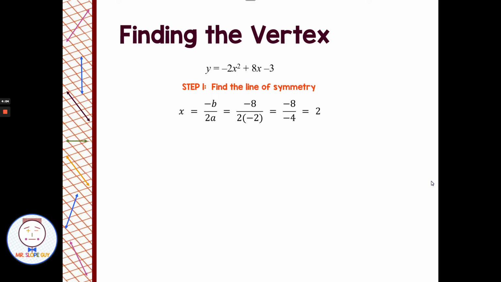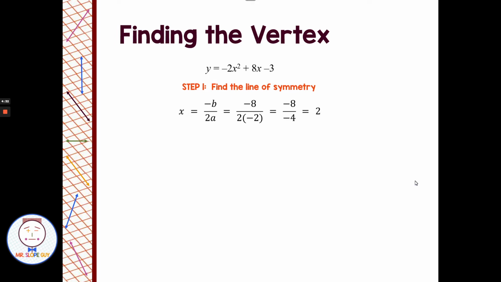Let's say we have a problem like y equals negative 2x squared plus 8x minus 3. We first want to find the line of symmetry, or axis of symmetry. We're going to use x equals negative b over 2a. We substitute in 8 for our b value and negative 2 for the a value. Negative 8 divided by negative 4 gives us 2. So we have the vertical line x equals 2 for our line of symmetry.